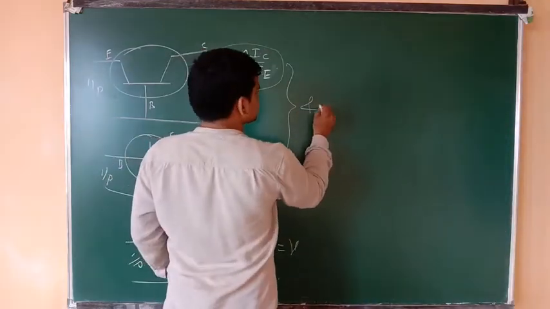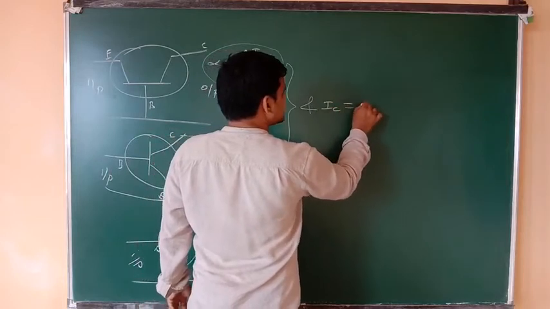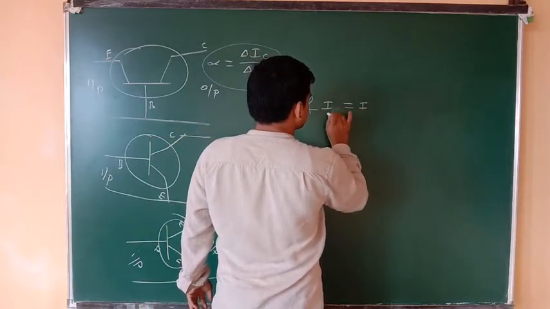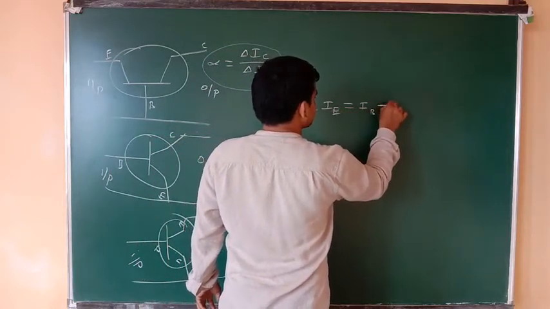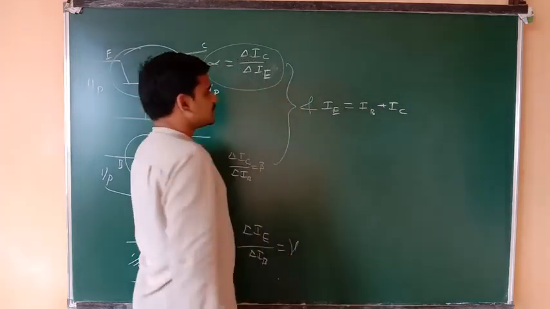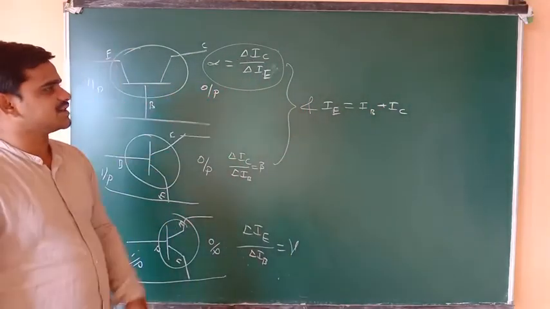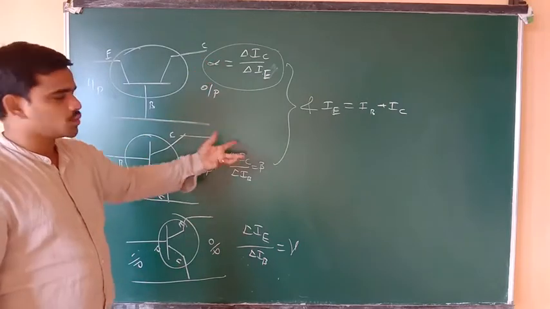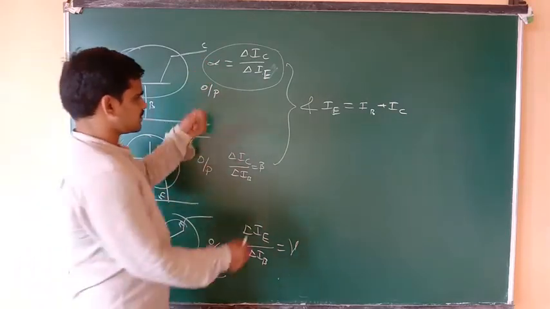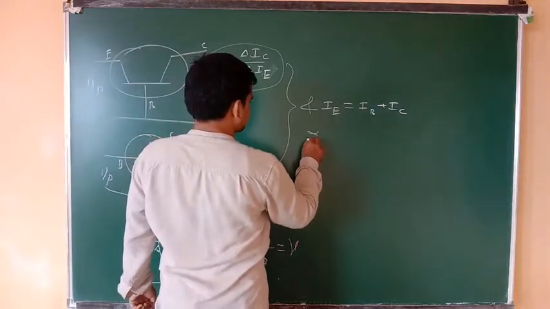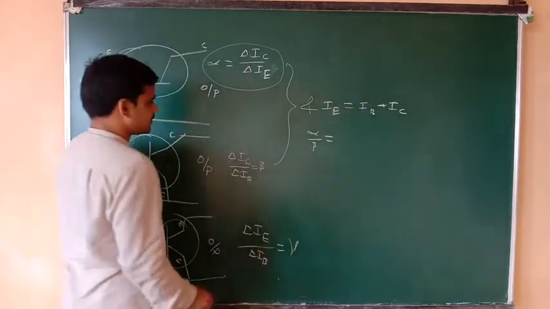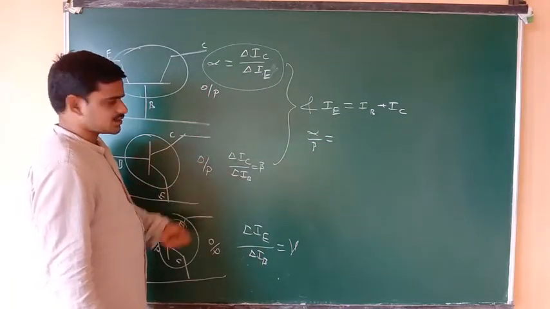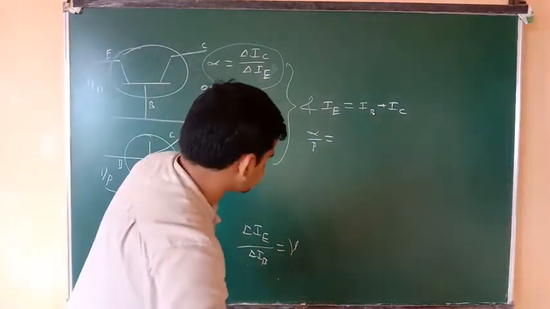And one more relation, as we know, is IE is equal to IB plus IC. With these two relations, we can get even the relation between these two also. Easy to get it, okay? If you want, you can try them. Alpha by beta is equal to how much do you get? Something like that, we'll get the answer.